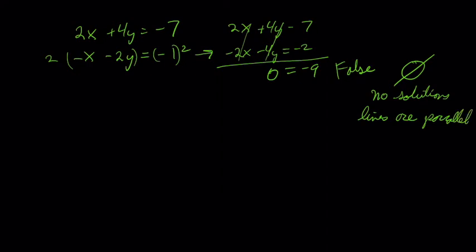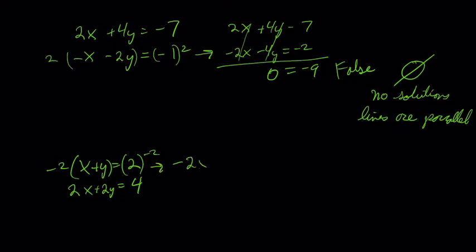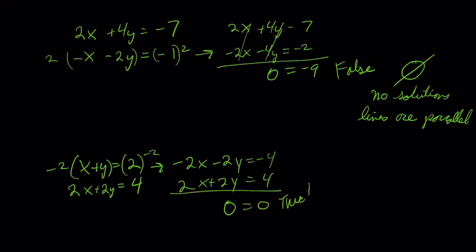All right, let's do another quick example. What if I have x plus y equals 2 and 2x plus 2y equals 4? In order to solve this, I need to cancel out one of my variables. So let's multiply the first equation by negative 2 on both sides. This gives me negative 2x minus 2y equals negative 4. And if I add that to 2x plus 2y equals 4, I get 0 equals 0. Now this is a true statement. That means that both of these lines are the same line.